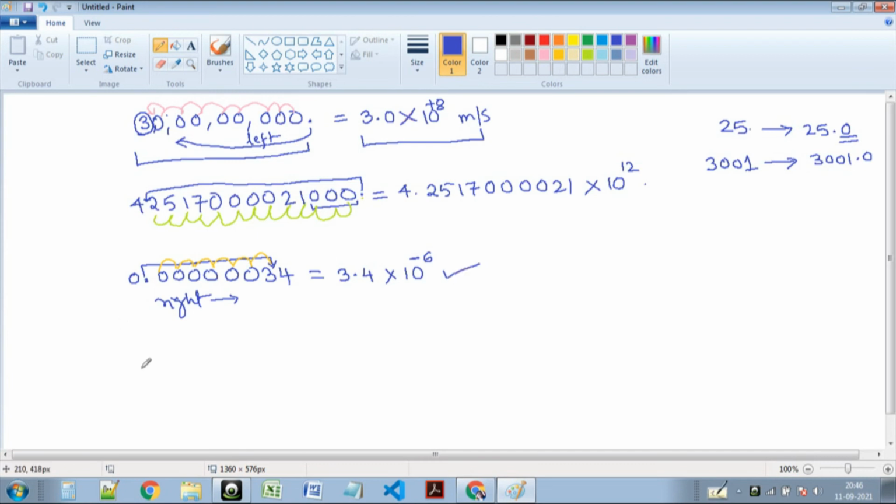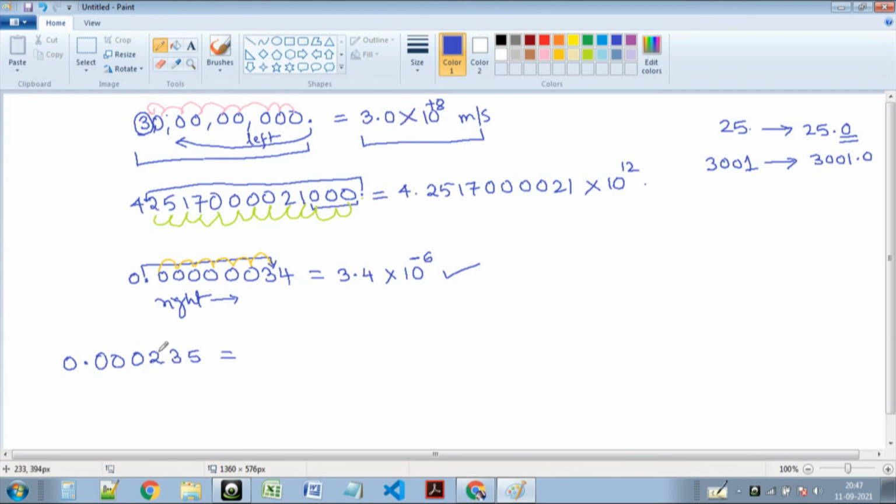One more example, for convenience. Let's see one more example. Just suppose we have a number like 0.00235, something like that. Okay, so we have to write it in the scientific notation.